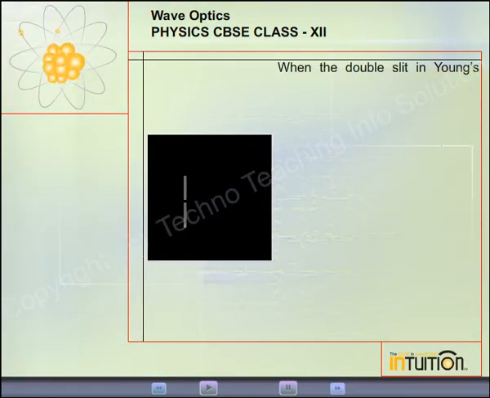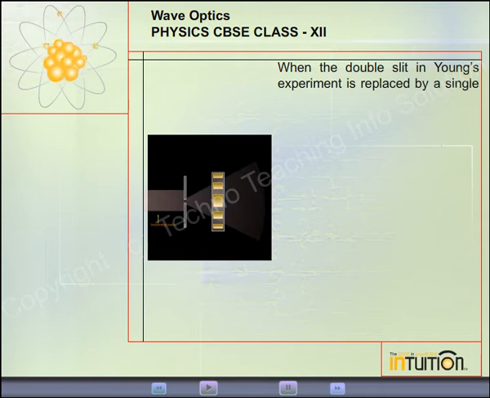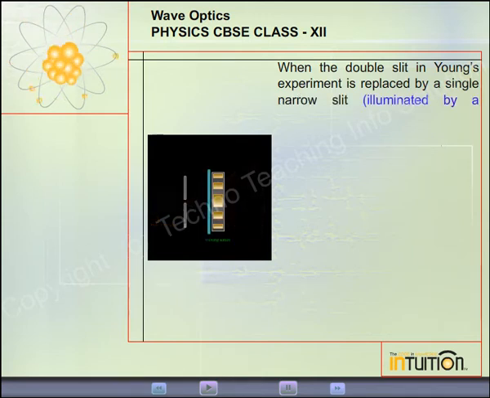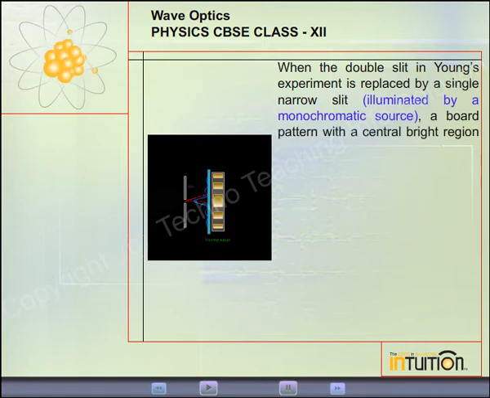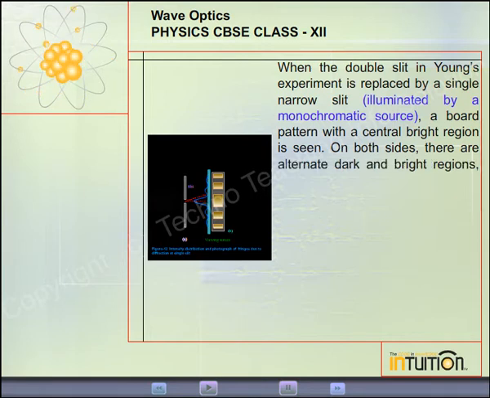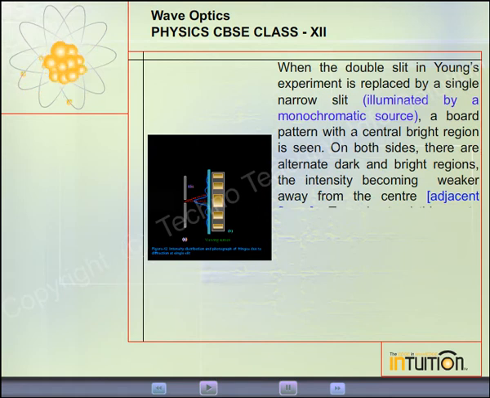When the double slit in Young's experiment is replaced by a single narrow slit illuminated by a monochromatic source, a broad pattern with a central bright region is seen. On both sides, there are alternate dark and bright regions, the intensity becoming weaker away from the center.